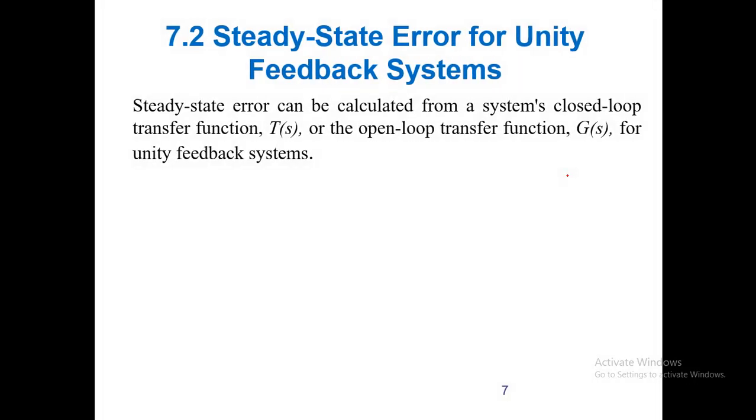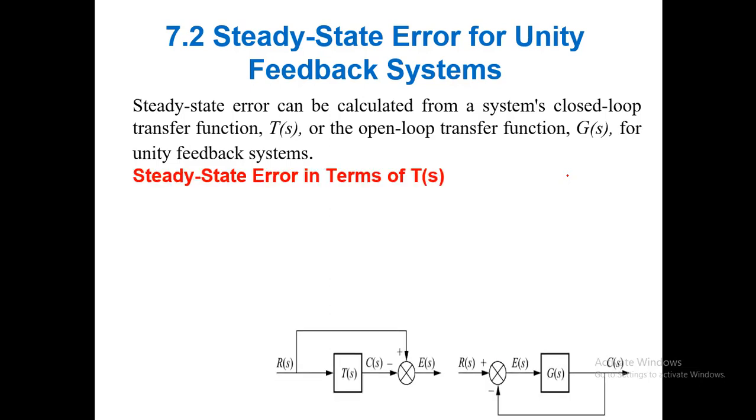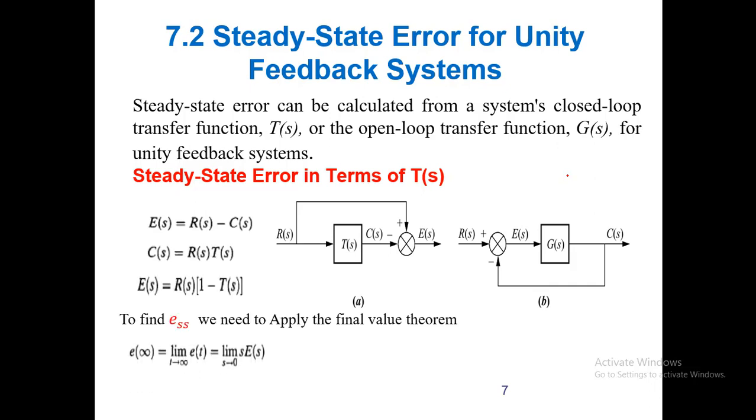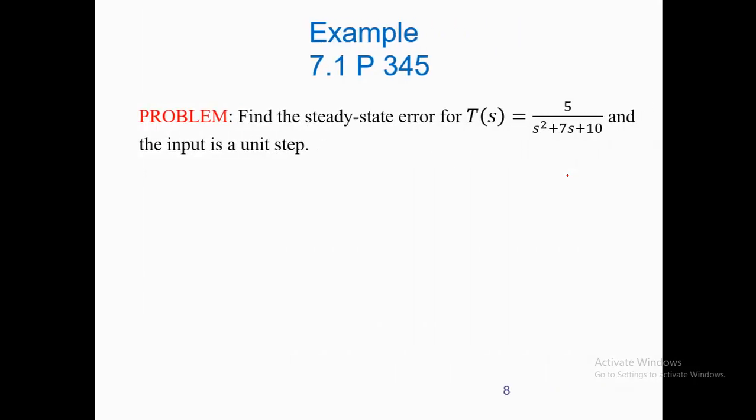So steady state error for the unity feedback system can be calculated from a system's closed loop transfer function. You already know about the closed loop transfer function. The open loop transfer function, G of s, you can also use that to find the steady state error. You can see that. Let me describe it to you.